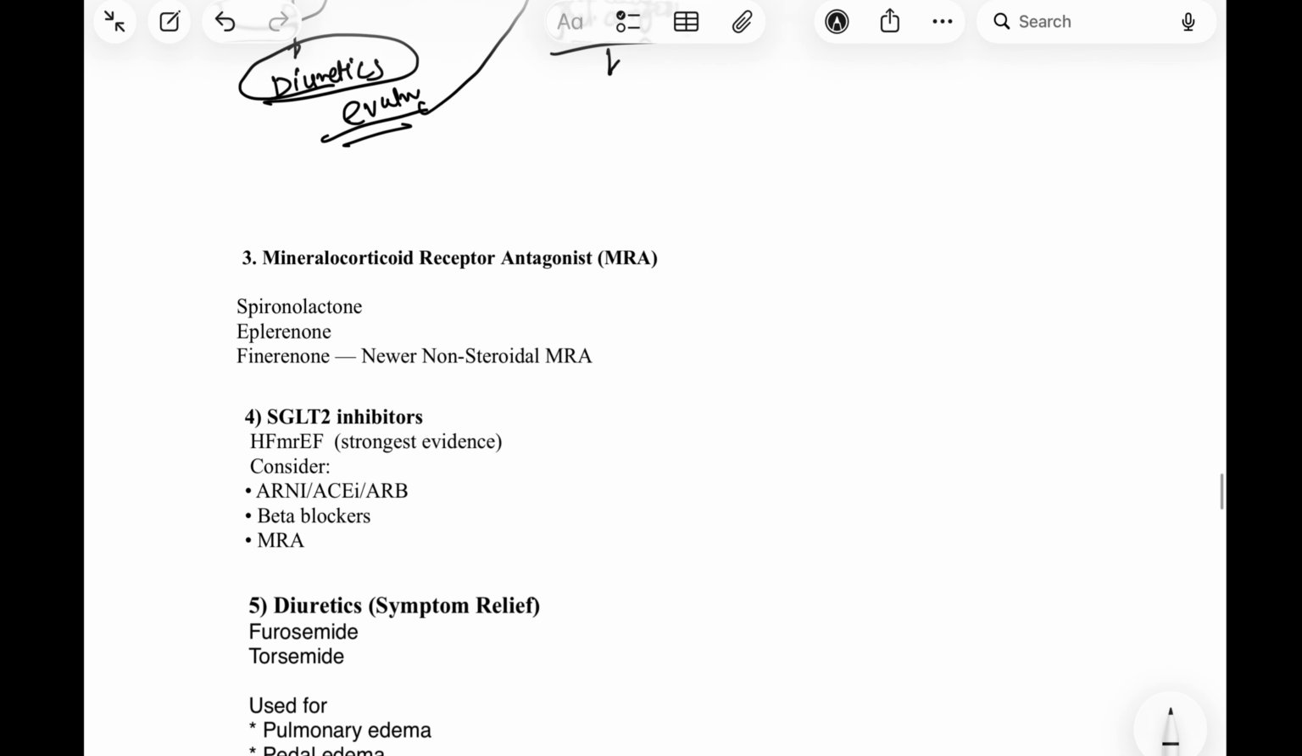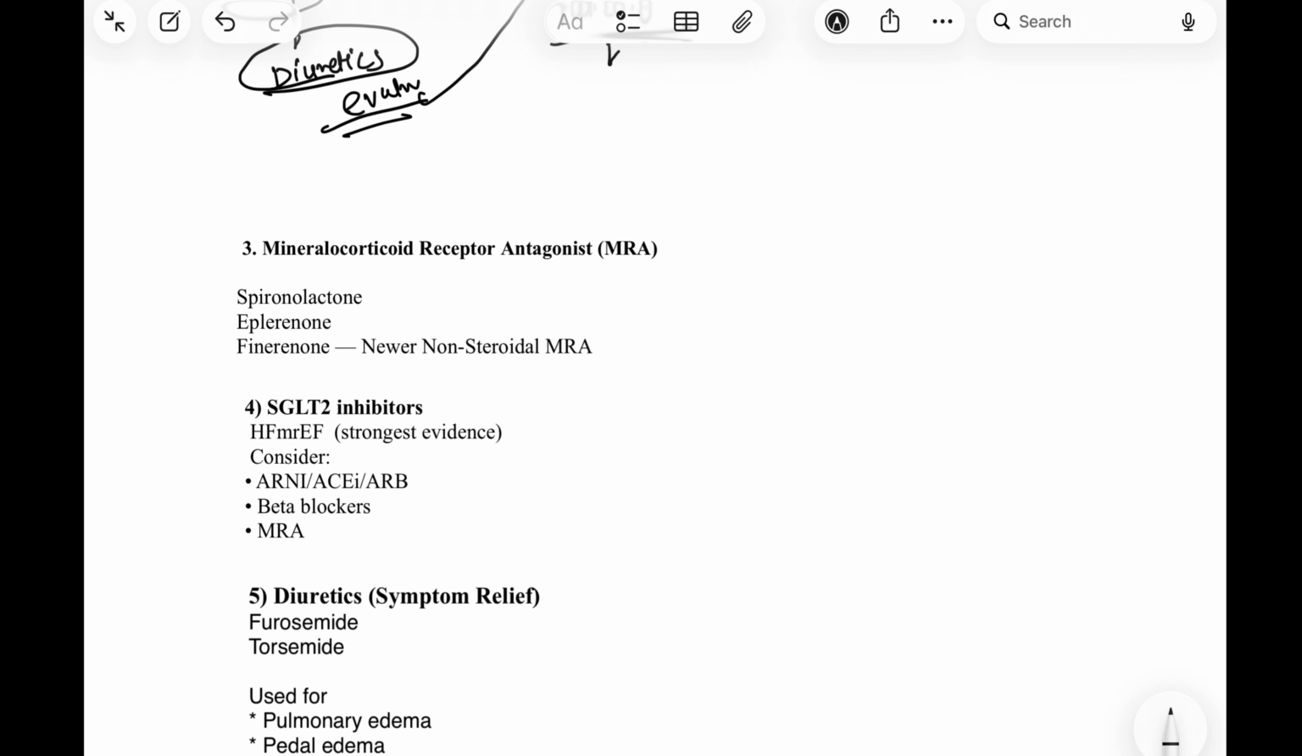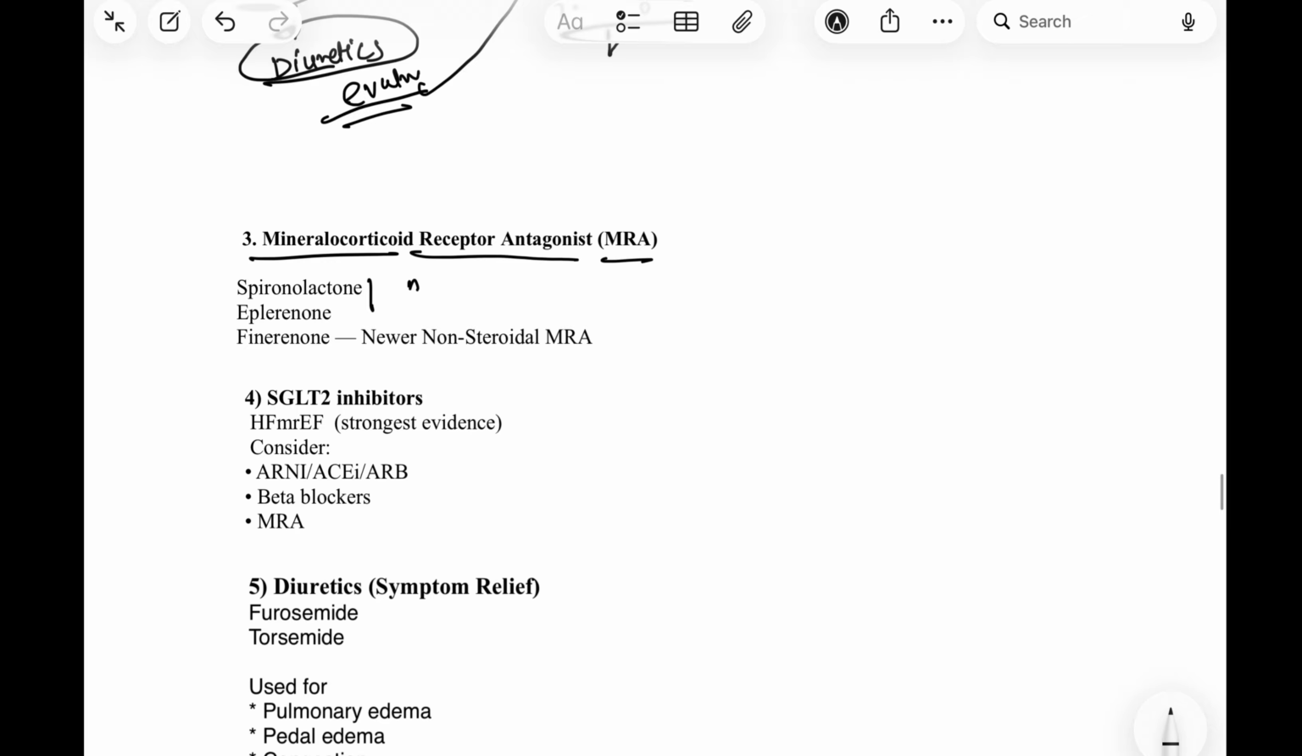The third drug is the mineralocorticoid receptor antagonist, that is MRA. Fundamentally, we use spironolactone and eplerenone in our daily practice, and these are very mild diuretics which are associated with a potassium-sparing effect. Now, recently there is one new study about finerenone.